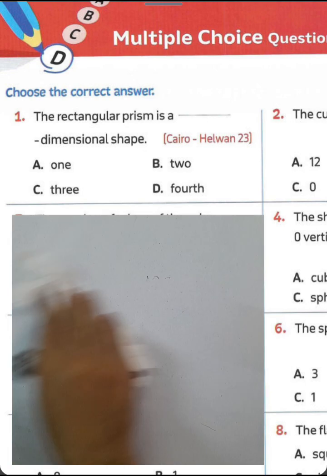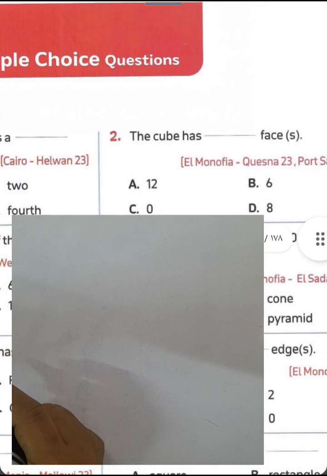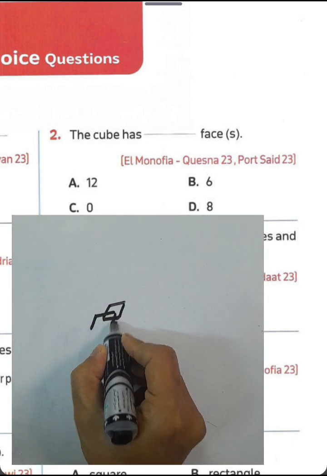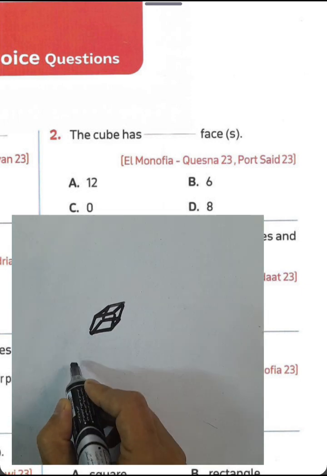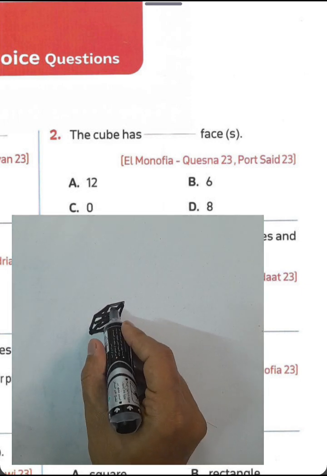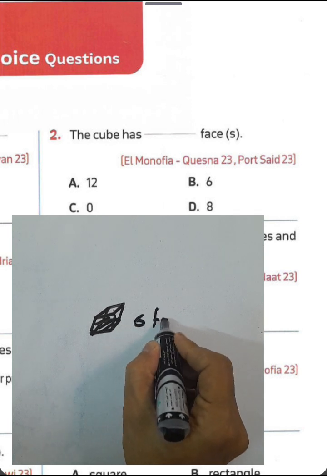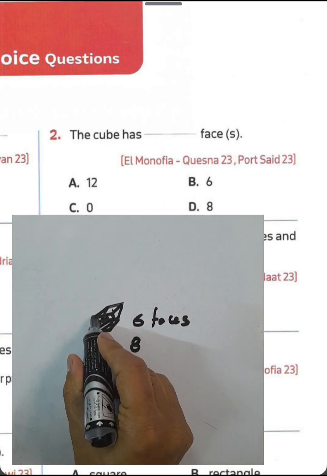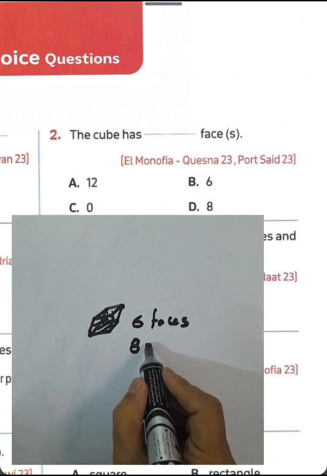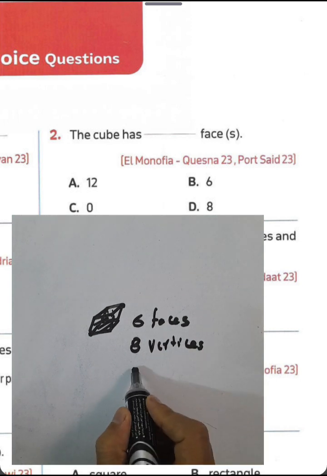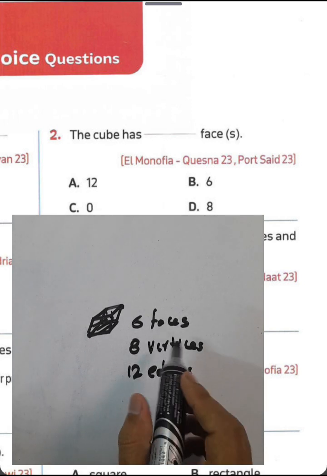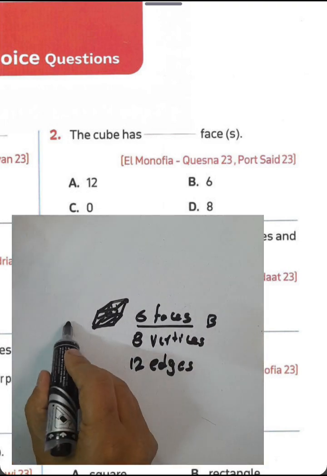Question number 2. The cube has space faces. The cube has 6 faces. We have a cube here. What about faces? 1, 2, 3, 4, 5, 6. 6 faces. And what about vertices? 8 vertices. 1, 2, 3, 4, 5, 6, 7, 8. We call it vertices. And we have 12 edges. Then the result here, we want to find faces, write 6. Choose letter B.